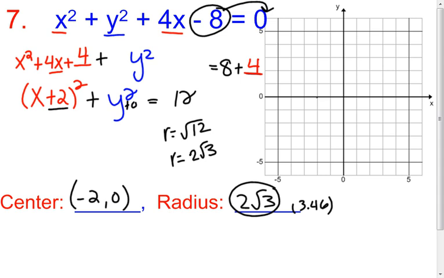So my center is at -2, 0. And then my radius is the square root of 12, which is 3.46. 3.5 is close enough. So I'm going to go 3.5 up, 3.5 left, 3.5 down, and 3.5 right. And it should look like that. And there's your circle. And that will do it for this lesson.